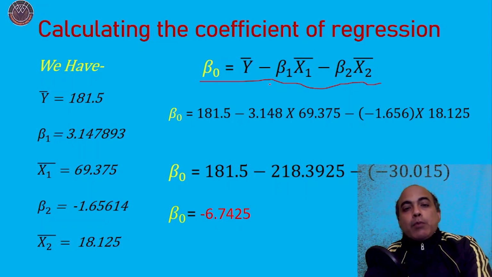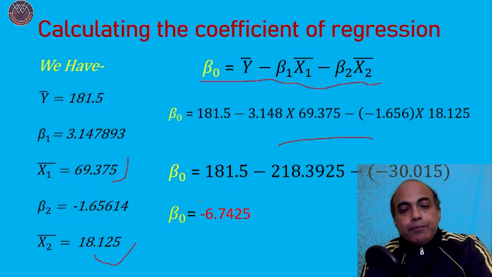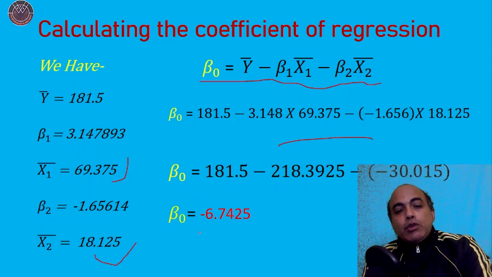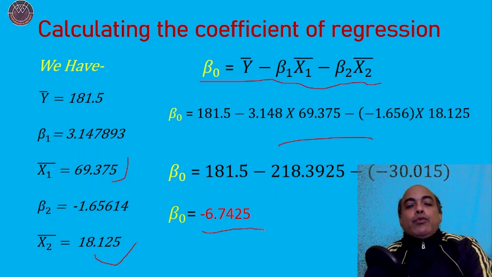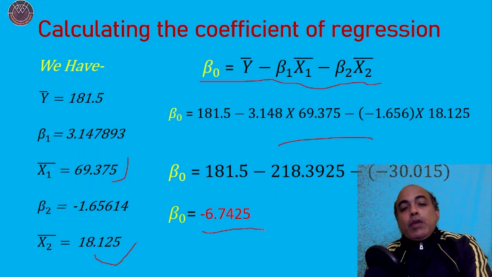So as we have obtained beta 1 and beta 2, we will just substitute these values here. We have also obtained the values of x1 bar and x2 bar. It is 69.375, and then x2 bar is 18.125. We have already seen this one. So once you substitute these values, you will get beta 0 as minus 6.7425. So we have obtained the values of beta 0, beta 1 and beta 2.